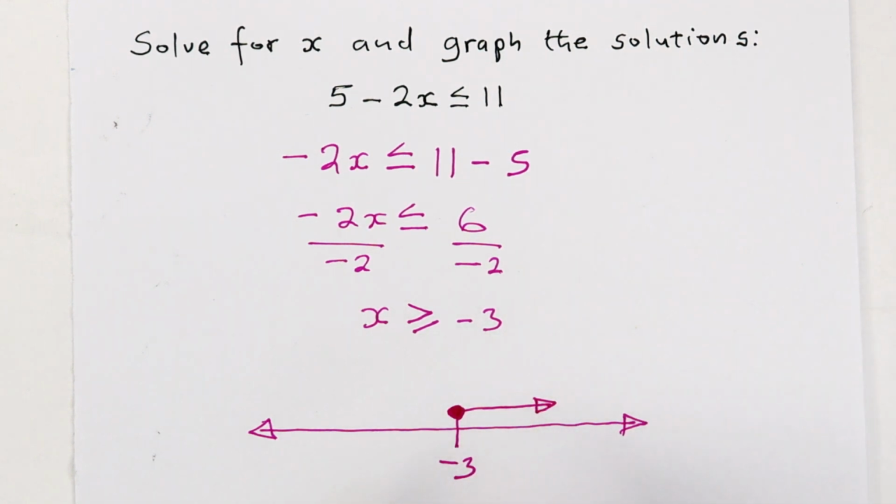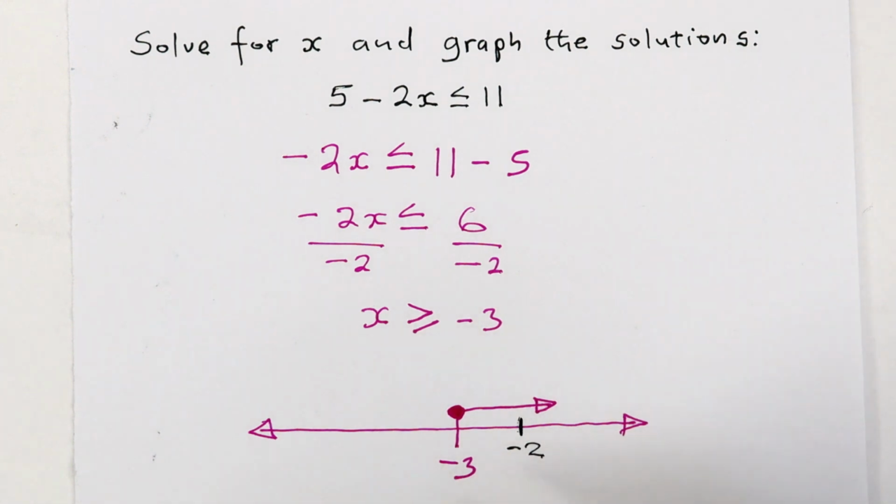You can test that using any other value on the side that we are headed to. So let's say we even check the next number, which will be negative 2. So you can check it using that.